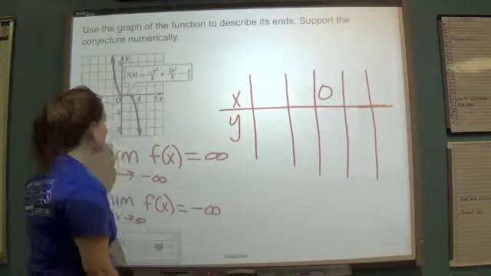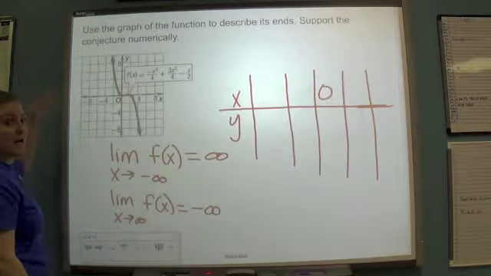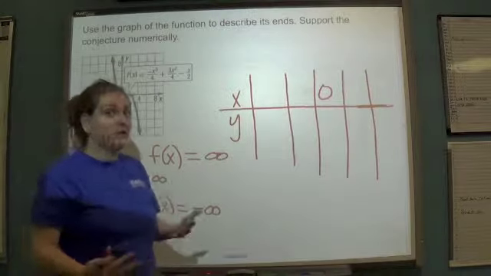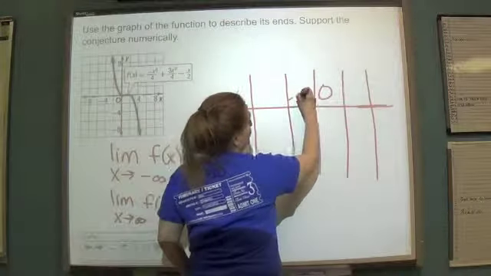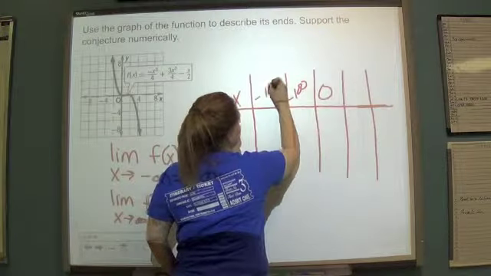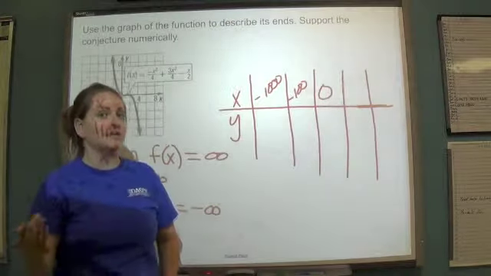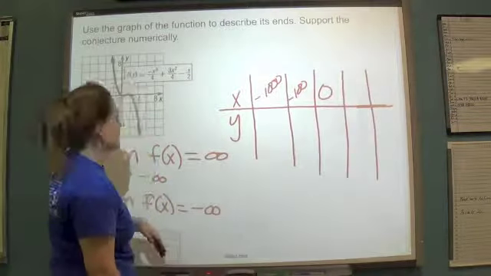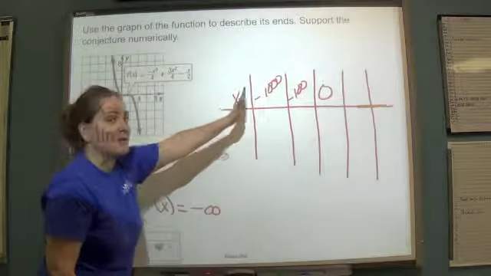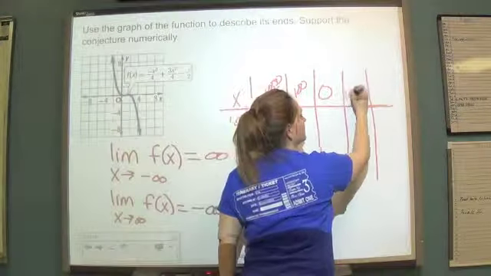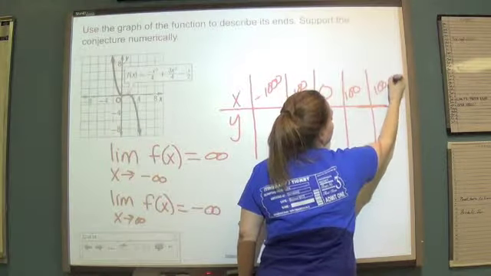If I'm going to the left forever as I approach negative infinity, pick really big numbers. So I'm going to pick negative 100, negative 1,000. You can go negative 10,000, negative 100,000. We're just picking really big numbers. And as I go right, on the other side of the 0, I'm going to infinity again. I'm just going to pick 100, and I'm going to pick 1,000.